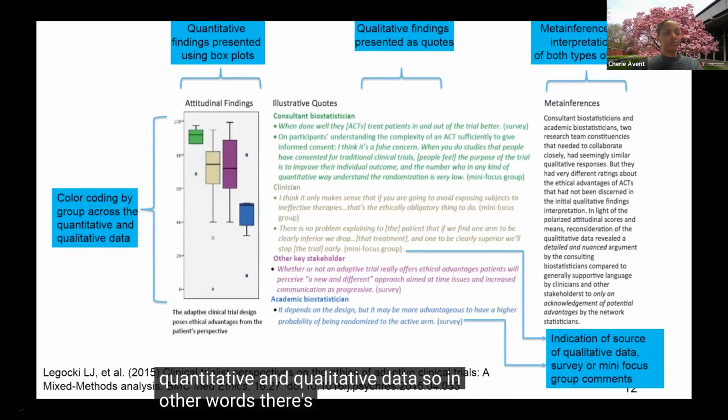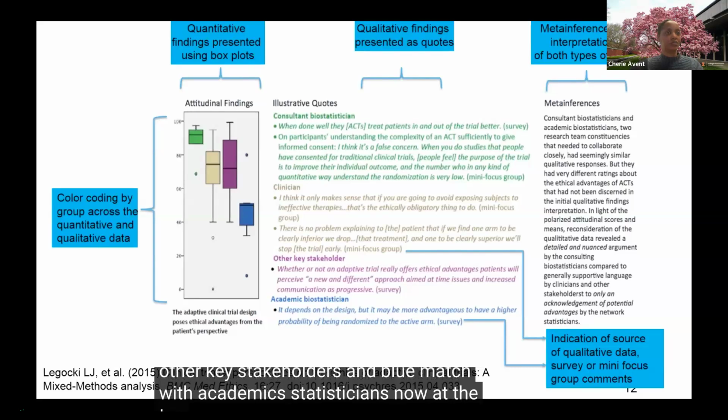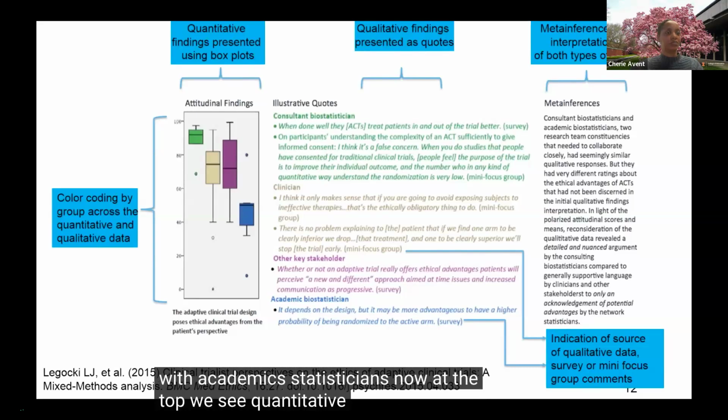So in other words, there's green from the attitudinal findings, and those in that first box match to quotes from specific groups. The green matches with the consultant biostatistician group, the brown matched with clinicians, the purple matched with other key stakeholders, and blue matched with academic statisticians. Now at the top, we see quantitative findings presented using box plots.